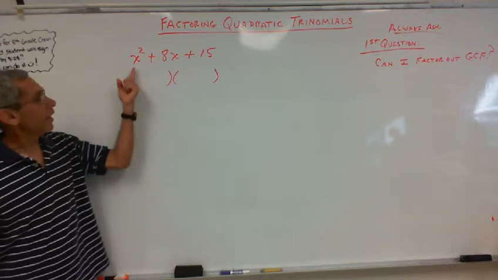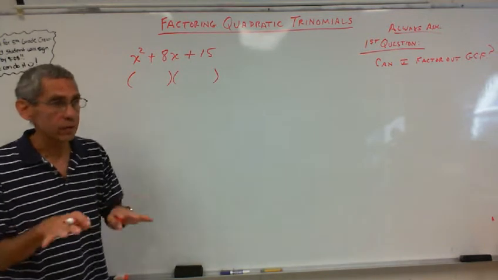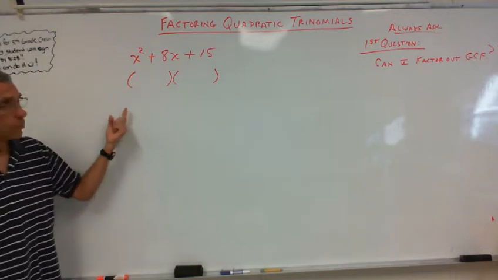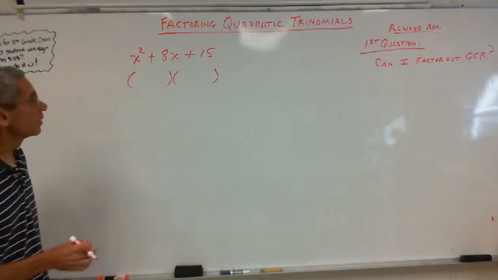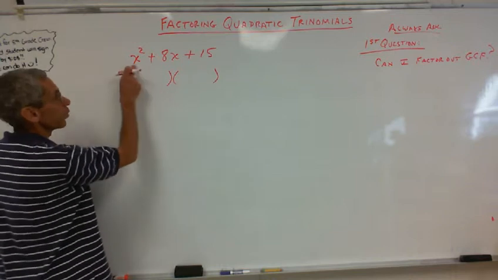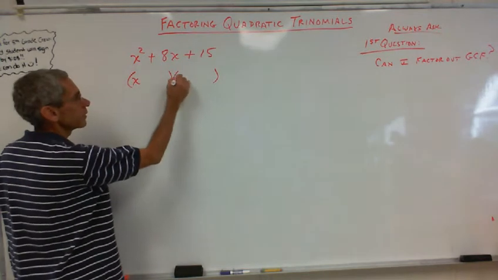So when you have a trinomial and there's nothing you can do to factor out a greatest common factor, you put your two sets of parentheses and you're actually going to try to factor it. And the first part is really easy because what do you need to get x squared? x and x. That's really easy.